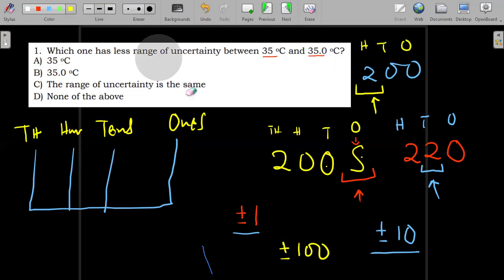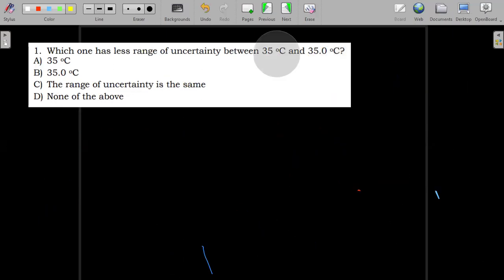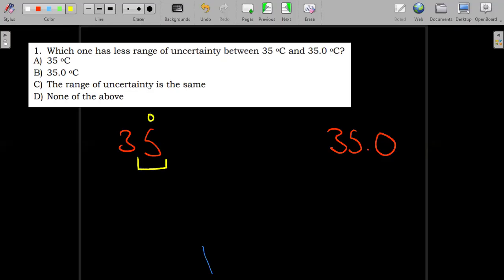Okay, we've been given two numbers. The first is 35, and we can ignore the units. We've also been given 35.0. For us to find the uncertainty, first of all we have to identify the uncertain digit. For the first number, the uncertain digit is this one here, which is in the ones, and this one is in the tens. So the uncertainty here will just be plus or minus 1.